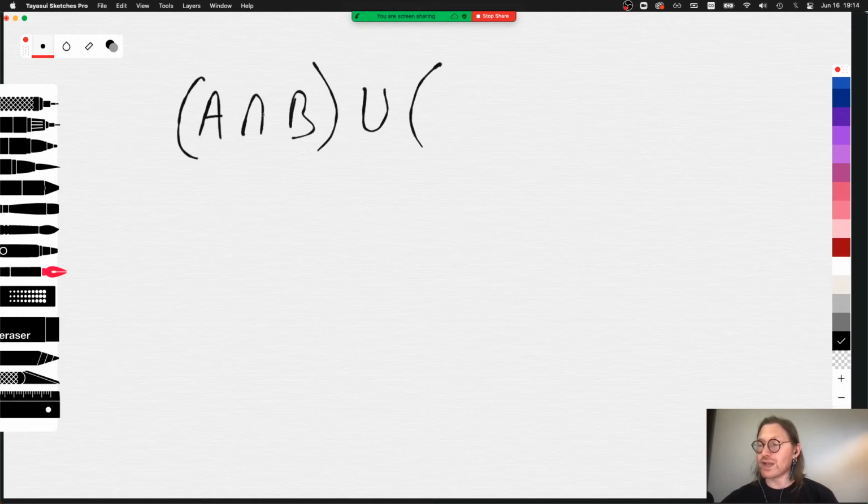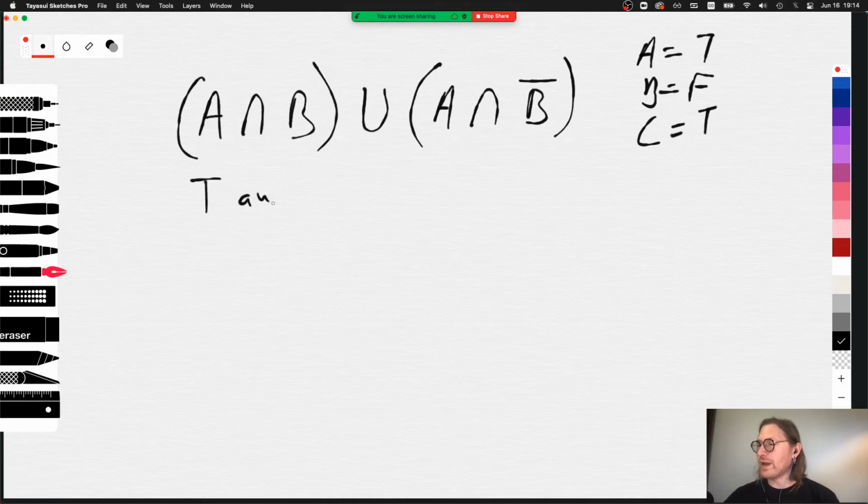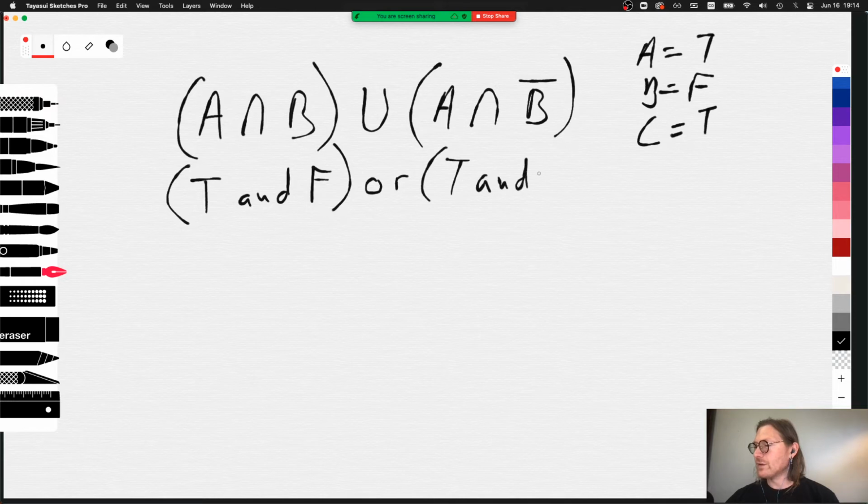So A intersected with B, unioned with A intersected with not B, and I'm going to put the not above B in this case instead of writing it out. Well, let's work through this. So A is true, B is false, and again C is true. And let's just figure this out. So this is going to be true and false unioned or ORed with true and not false. Okay, well, let's work these out.